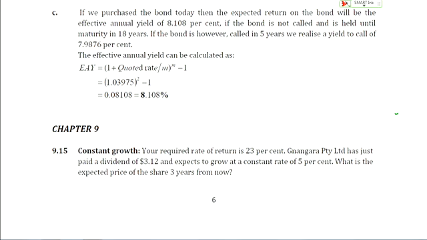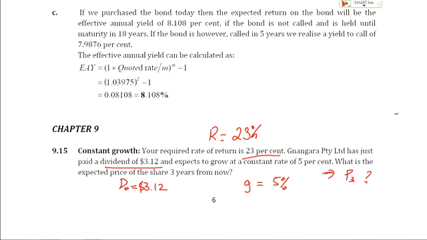Your required rate of return is 23%. Your R is equal to 23%. Okay? The company has just paid a dividend of $3.12. So the dividend is $3.12 and expect to grow at a constant rate of 5%. And they ask you, what would be the price of the bond 3 years from now? Okay? So that's the question.